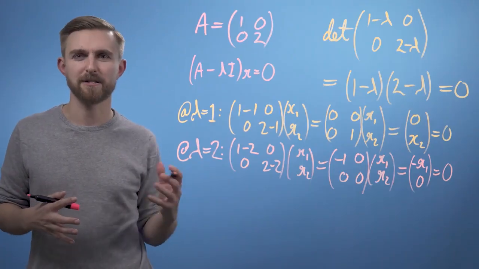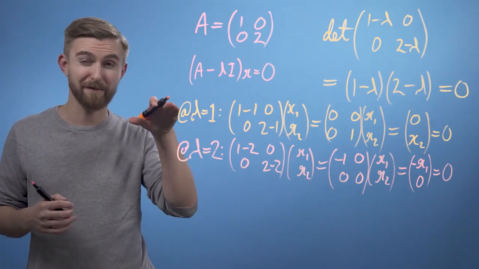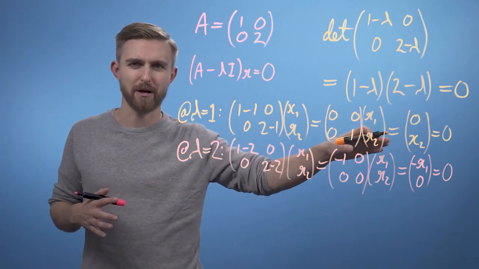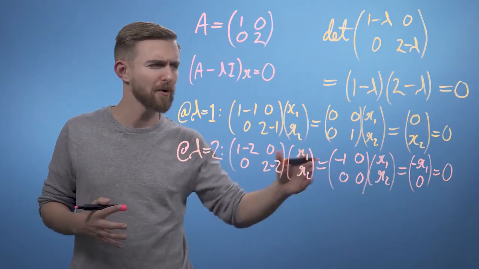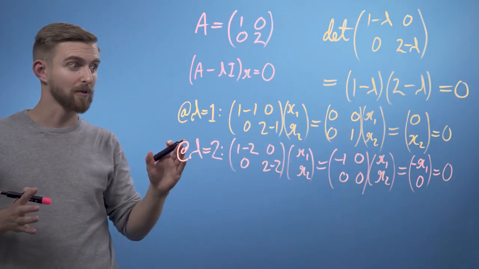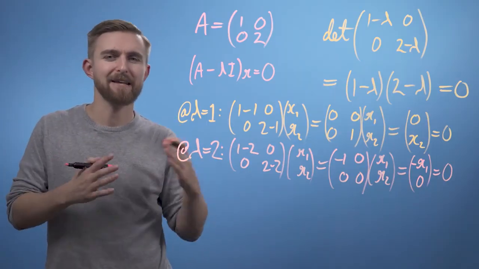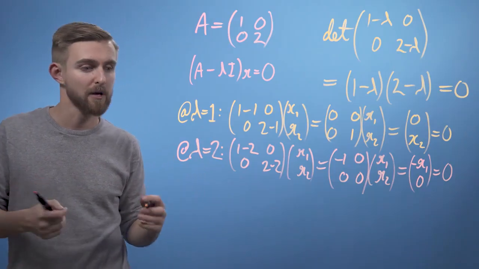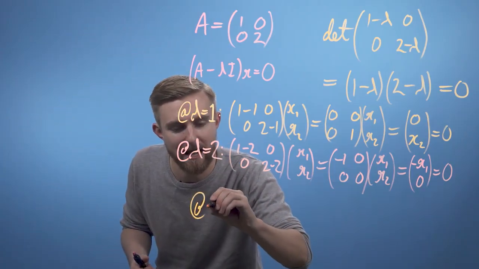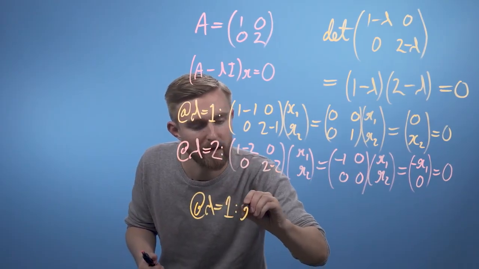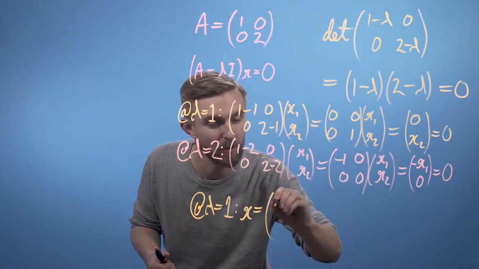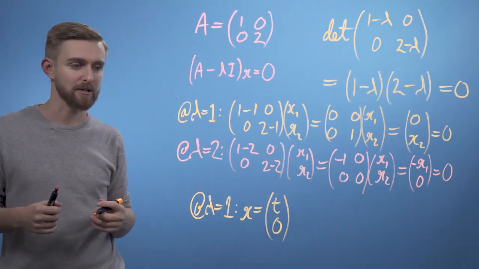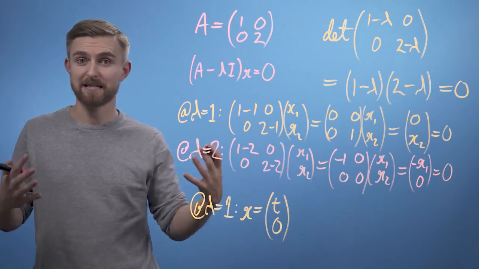So what do these two expressions tell us? Well, in the case where our eigenvalue lambda equals 1, we've got an eigenvector where the x2 term must be 0. But we don't really know anything about the x1 term. This is because any vector that points along the horizontal axis could be an eigenvector of this system. So we write that by saying at lambda equals 1, x, our eigenvector, can equal anything along the horizontal axis as long as it's 0 in the vertical direction. So we put in an arbitrary parameter, t.